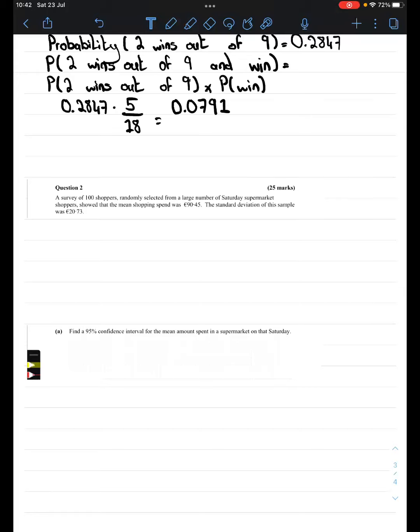Hi guys, so we're going to take a look at question 2 from paper 2 of the 2015 exam.